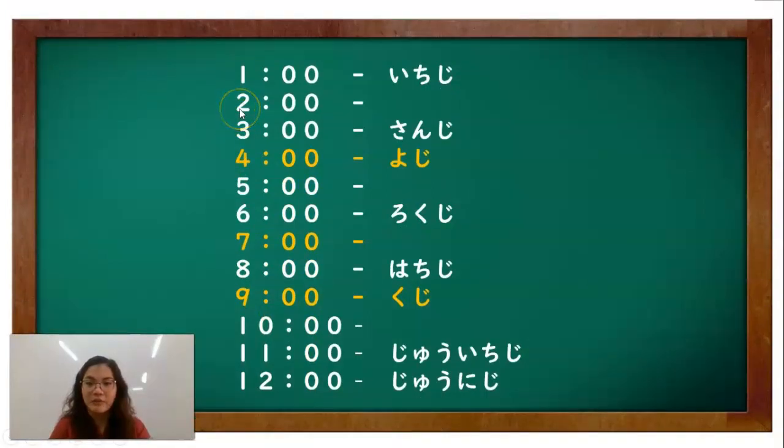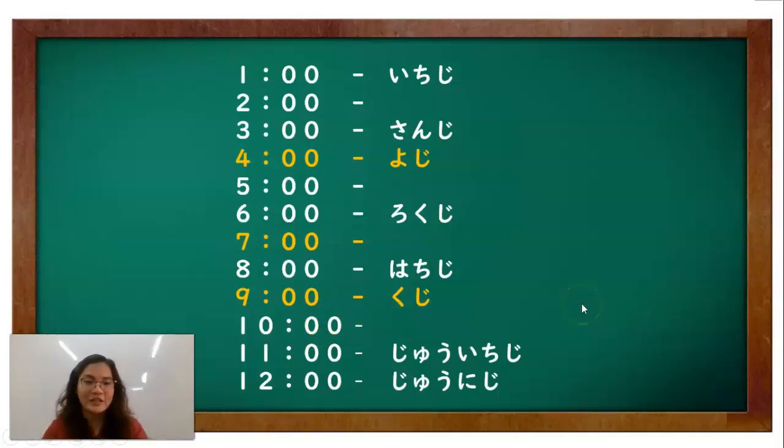Okay, next, another 2. This time we remove 2 and 7. Do you still remember how to say 2 and 7 o'clock in Japanese? Okay, so let's try it. So 2 is niji. 5 is goji. 7 is shichiji. And 10 is juji.